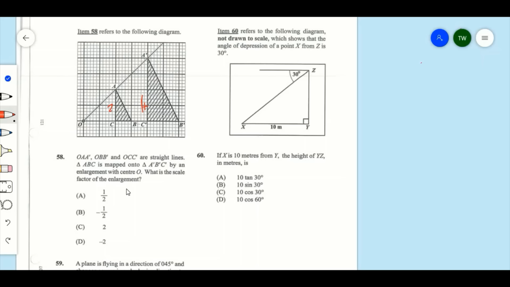So therefore, the scale factor, which I'm going to use SF for scale factor, is going to equal the absolute value of the length of A prime C prime, which is going to be 4, divided by AC, which is 2, and 4 divided by 2 is just going to equal 2. So therefore the scale factor is 2, and our answer is going to be C.